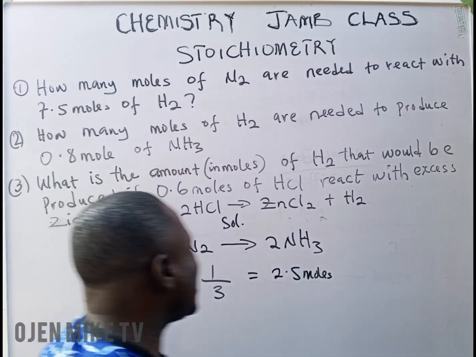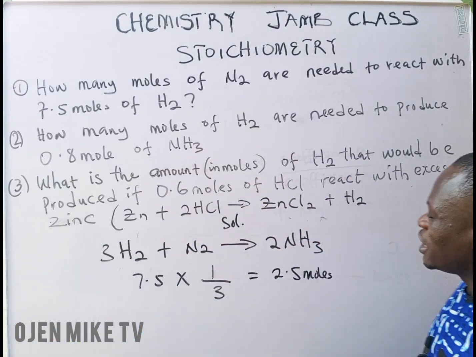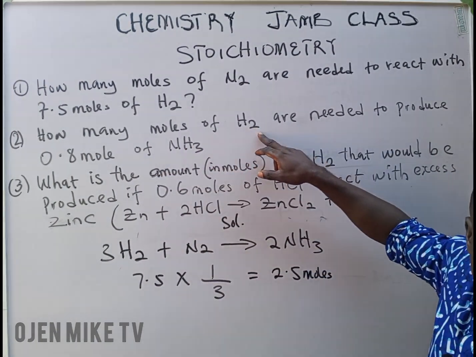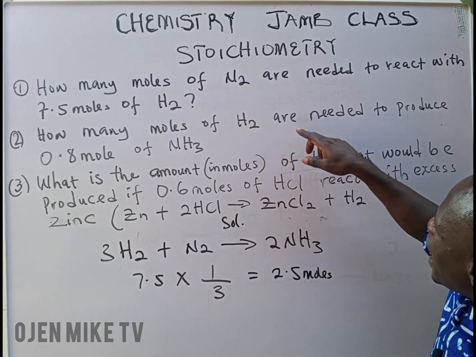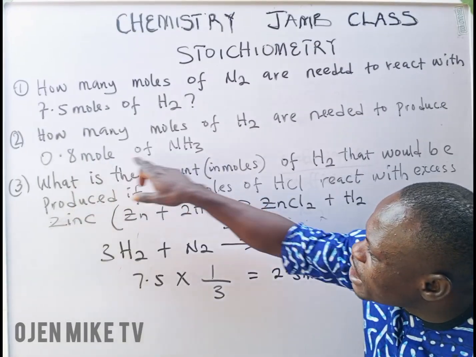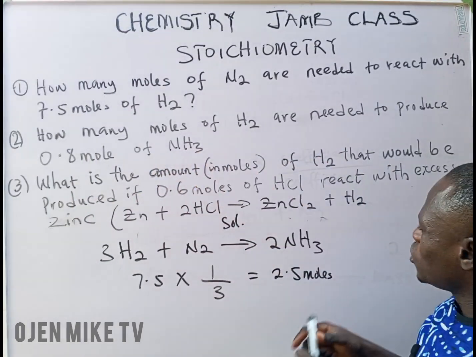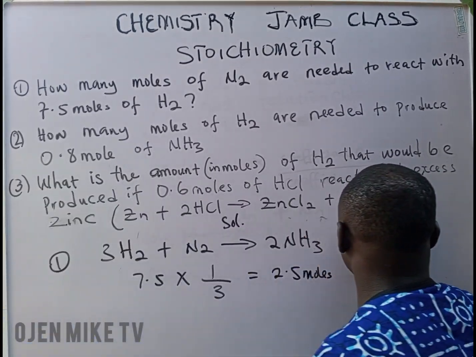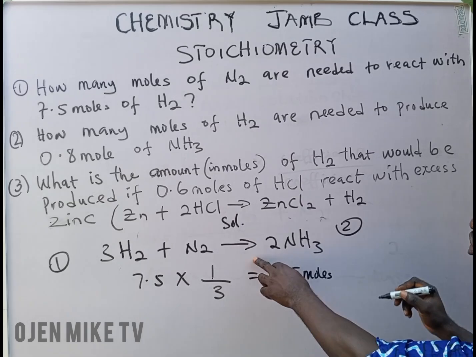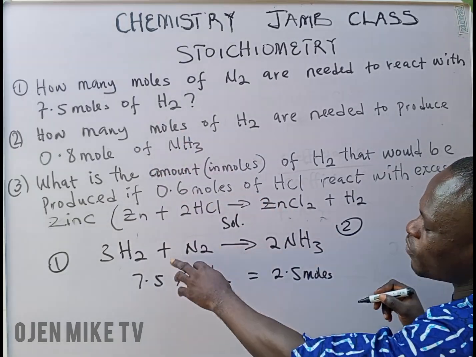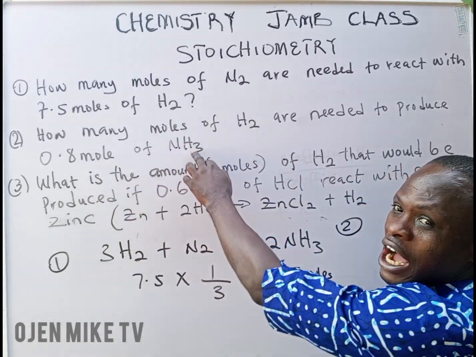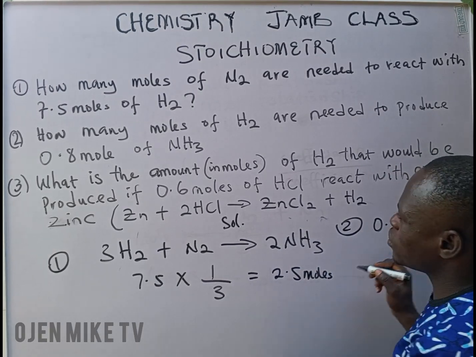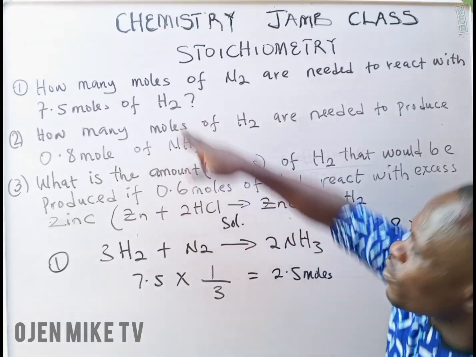Do you understand? This is very, very simple. Now let's go to the second one. How many moles of hydrogen gas are needed to produce 0.8 moles of ammonia? We still use the same equation. They are not asking about hydrogen's given amount, so we bring the moles of ammonia here. So we have 0.8 times the mole ratio.